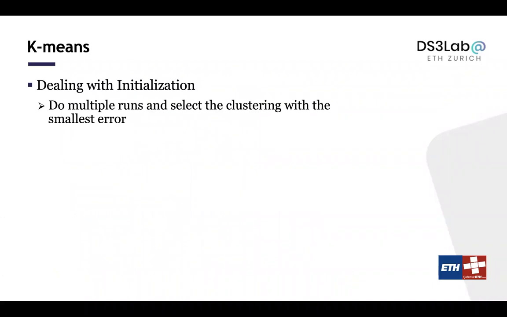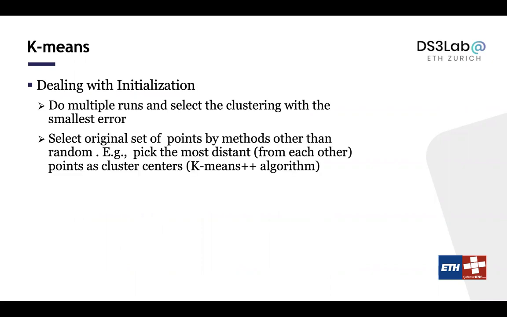What people often do is they do multiple runs and pick the clustering strategy with the smallest error or loss, defined as the average distance between every single point and their corresponding cluster. You can actually have a whole bunch of heuristics other than picking the original set of points purely randomly. And that is something you need to be careful about when you're doing k-means in practice.